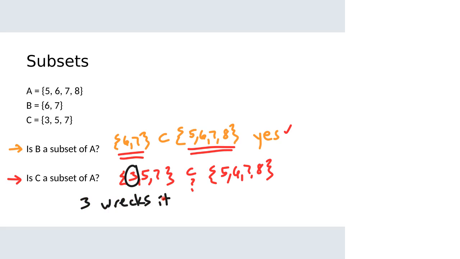That 3 makes it so it is not a subset. So we would say no, C is not a subset of A. And it's the 3 that wrecks it. That's the thing that's going to decide for us whether or not something is a subset: is there anything in here that wrecks it? That's how I want you to answer a question about is it a subset or not.